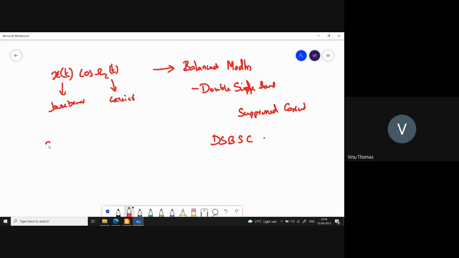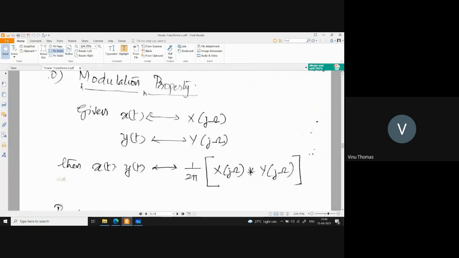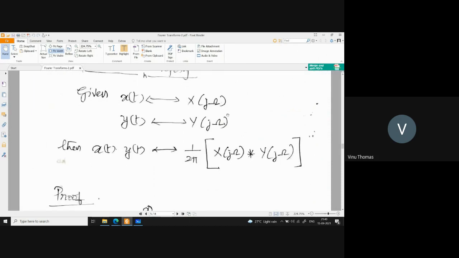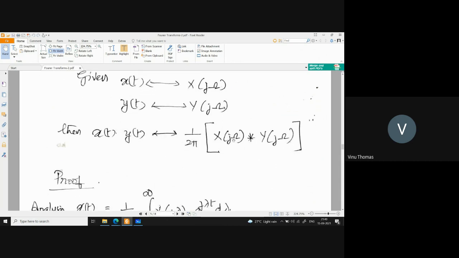In general, if I multiply x of t by y of t, you call this process modulation, where y of t could be a high frequency signal and you can call y of t a carrier that carries the information. I will not discuss much about that. So x of t into y of t you call modulation. That is what I want to emphasize. Its Fourier transform is 1 by 2 pi into x of j omega convolved with y of j omega.